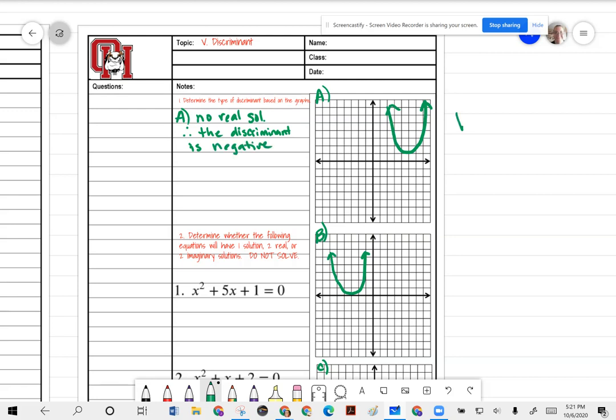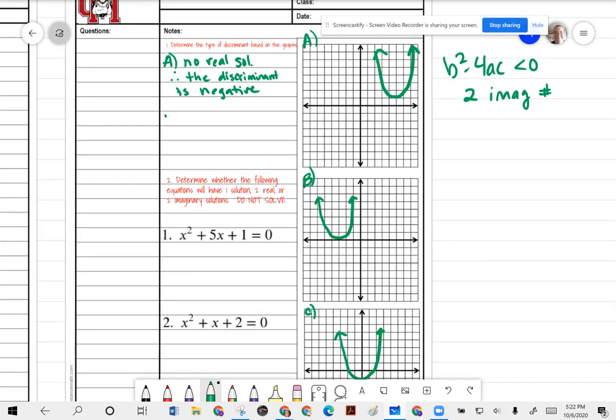Remember, if you've had b squared minus 4ac, if it's less than 0, which is negative, then it does not cross that x-axis, and you get two imaginary solutions. So we can say there's no real solutions to this. We can say that there are two imaginary solutions, and it's because the discriminant is negative.